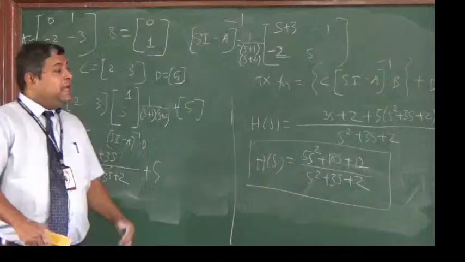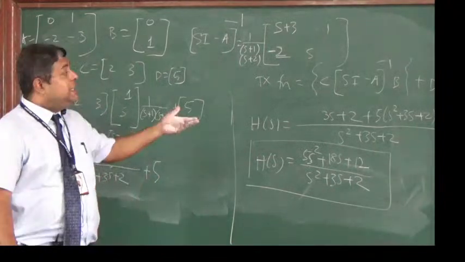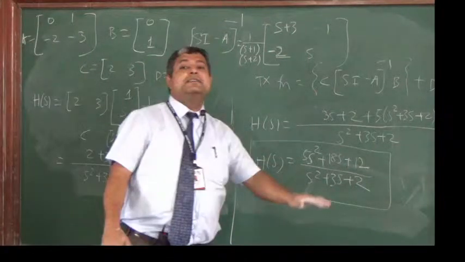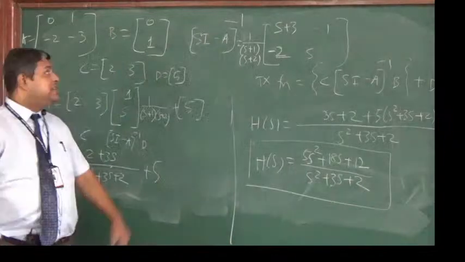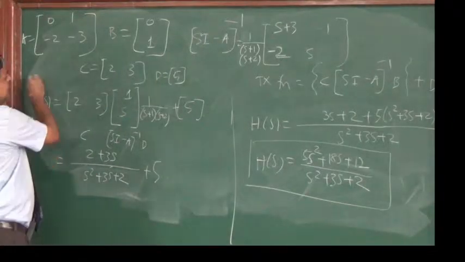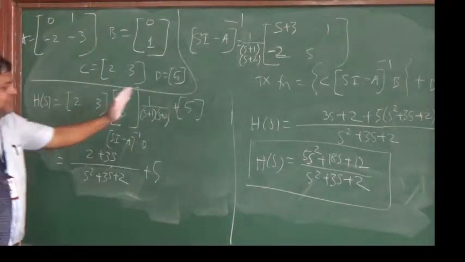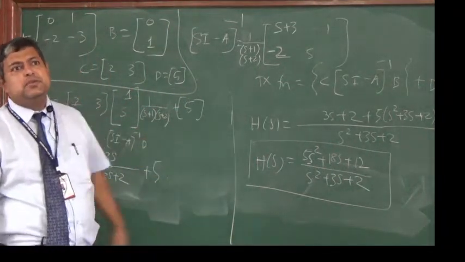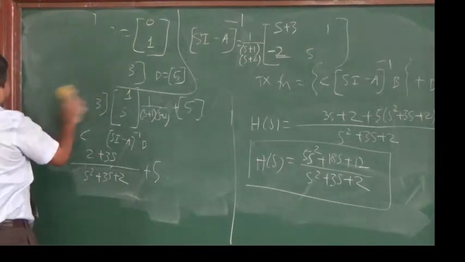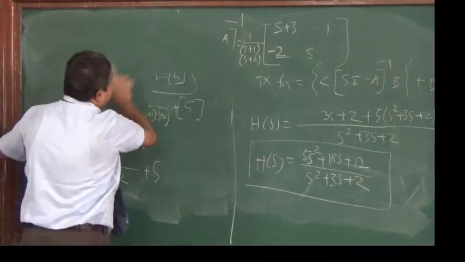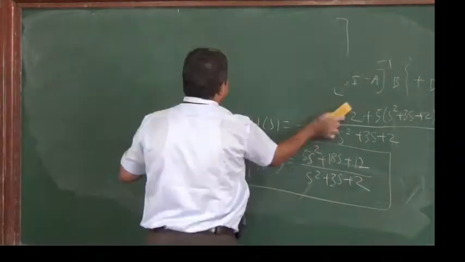And this (sI minus A) inverse itself is called the state transition matrix. Inverse Laplace transform of (sI minus A) inverse, that itself will be the state transition matrix. Okay, so that step again we have to do. So this is a very simple numerical which is saying if ABCD matrices are given, find the system transfer function. So we have found it. Take the next one, from ABCD matrix to system transfer function.